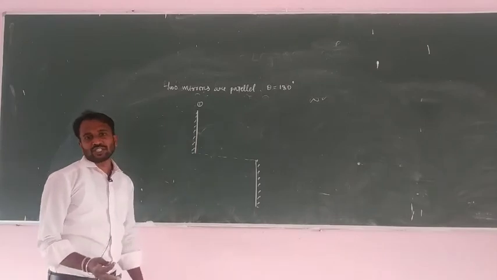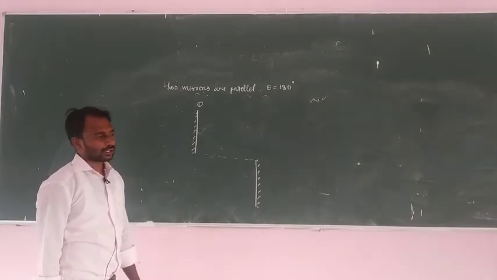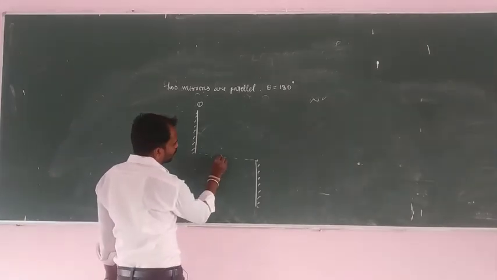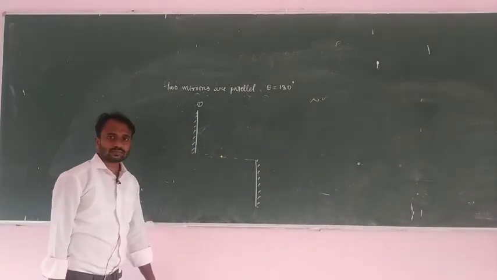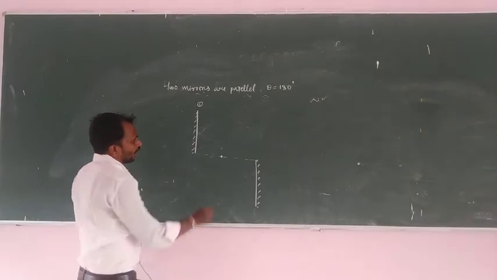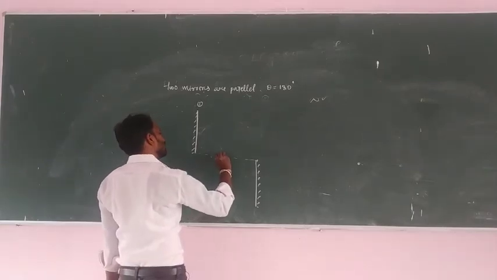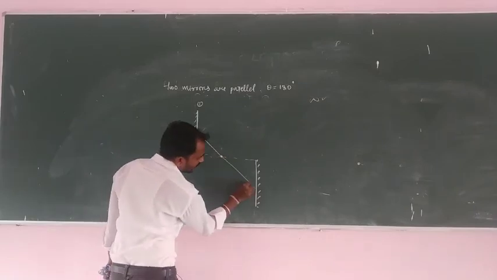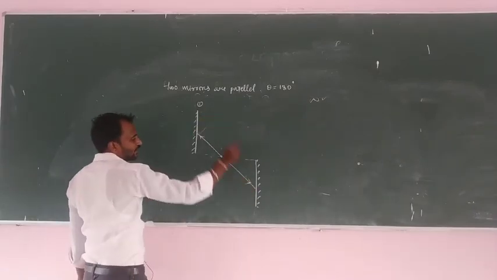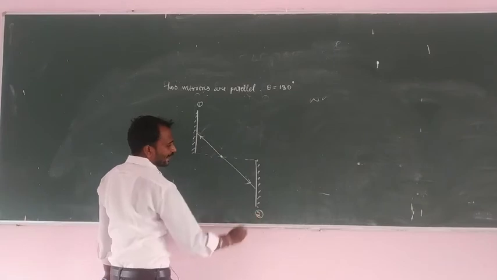Yes, so these two mirrors are parallel to each other, and here we consider that object. So this one is an object, and this one is the incident ray, and here also we consider that this one is an incident ray. So this one is the first mirror and this one is the second mirror.